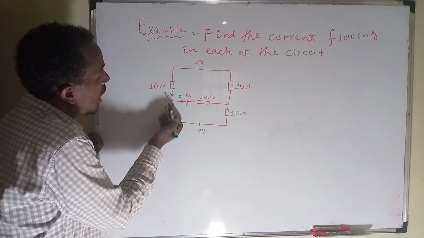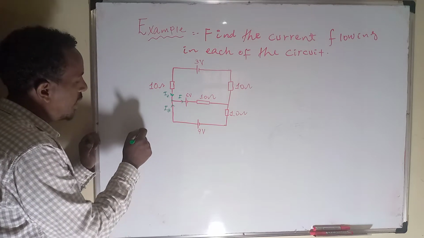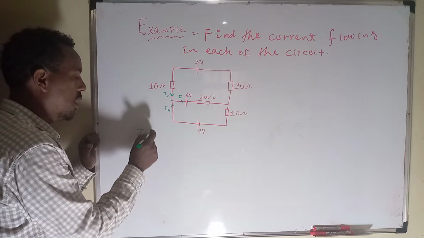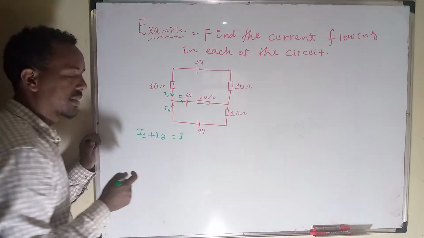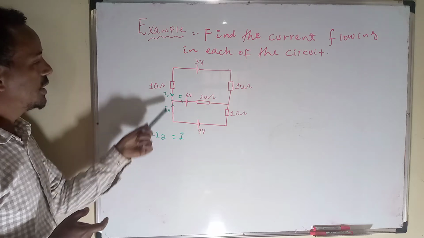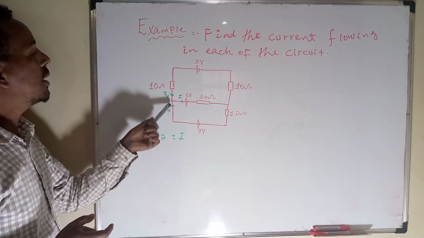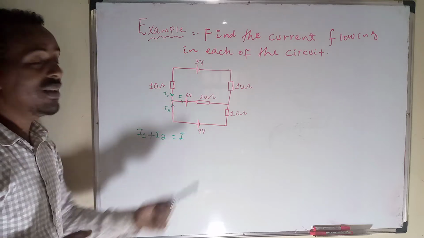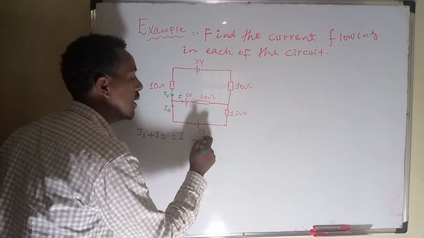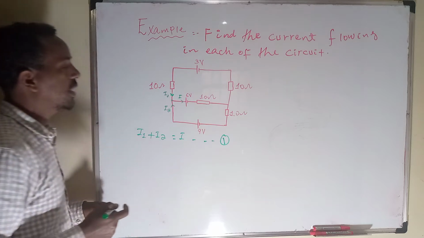By using Kirchhoff's junction rule, current 1 plus current 2 is equal to current 3. Junction rule: the sum of the currents entering the junction is equal to the sum of the currents leaving that junction. Let's say this is equation 1.